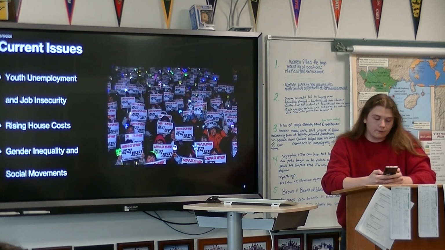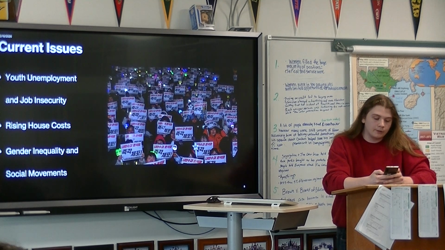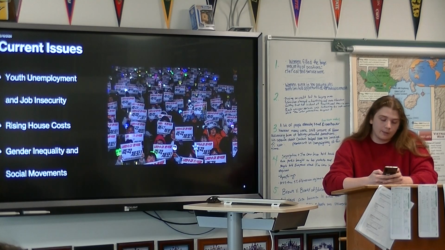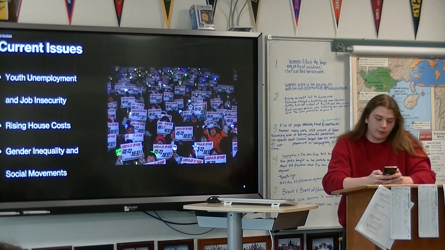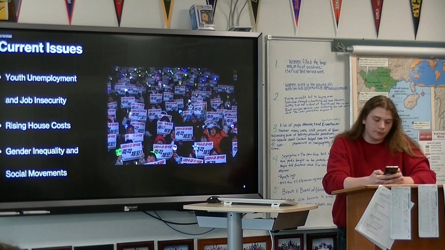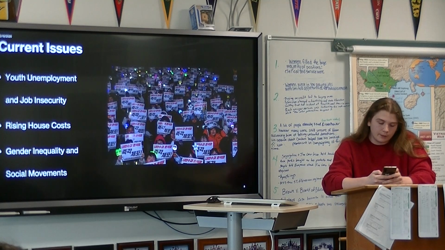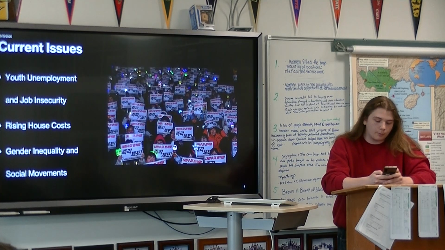Gender inequality and social movements. Although South Korea is modern and developed, gender inequality is still a major issue. Women face a noticeable pay gap and underrepresentation in leadership roles. In recent years, there has been an increase in feminist movements and calls for stronger protections against harassment and discrimination.